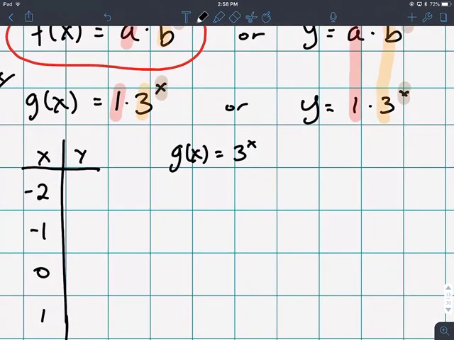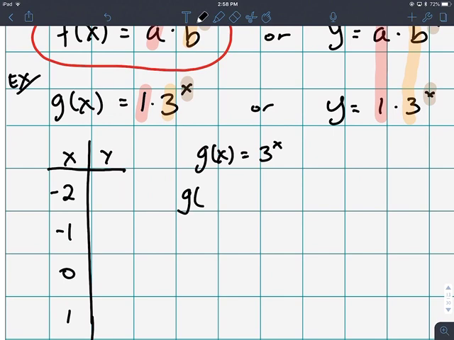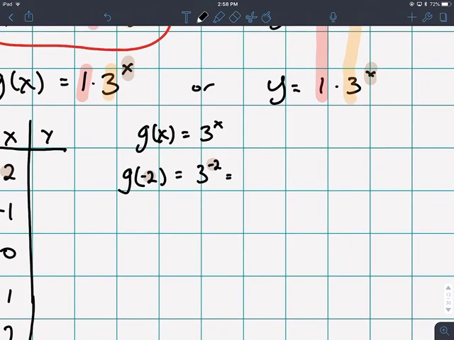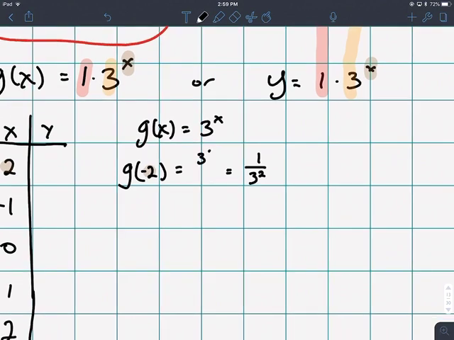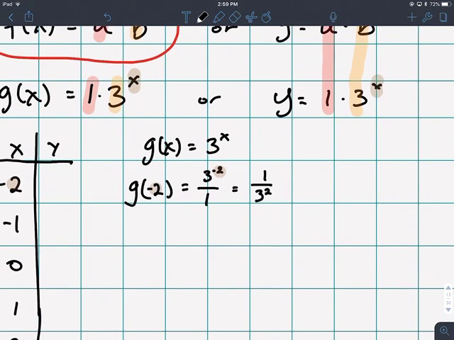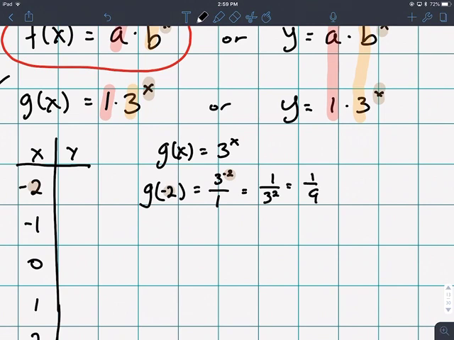So if I do the math, g of -2, I'm going to plug in -2. Remember, this is the same thing as 1/3 squared. Actually, let me just rewrite it: 3 to the -2 over 1. Same as we did previously, we see that negative exponent in the numerator, so we have to bring it down to the denominator. So the same thing as 1/9.